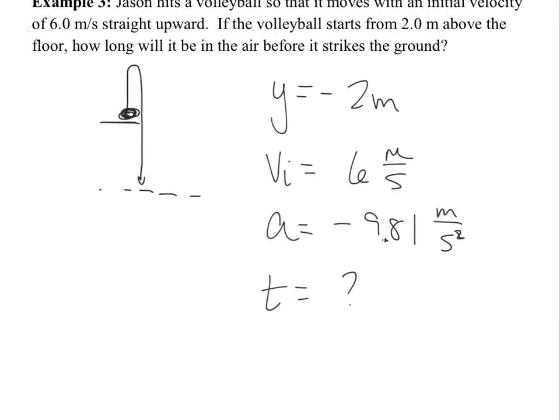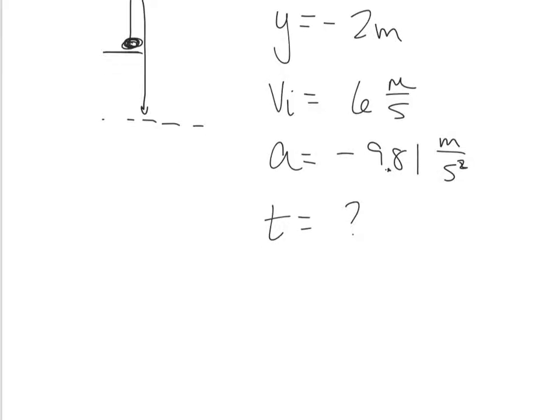So I need to solve this, right? I need to go ahead and solve this. What equation can I use? Be careful. I don't know anything about VF. So there's 2 equations I can't use. Sierra, what am I going to use? X equals VI t plus 1/2 AT squared. Good.